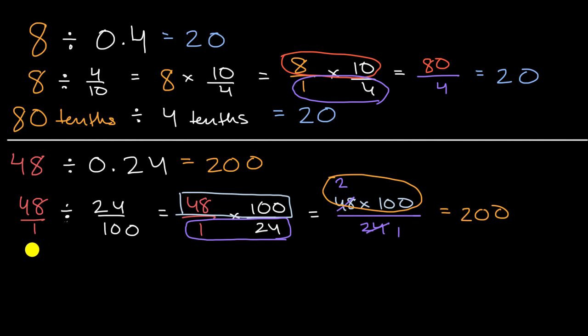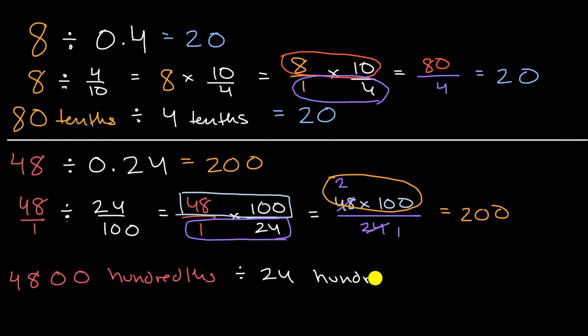Now, another way that you could have approached this is you could have thought about everything, again, in terms of hundredths. And so 48 ones is the same thing as 4,800 hundredths. So let me write that down. 4,800 hundredths divided by 24 hundredths.